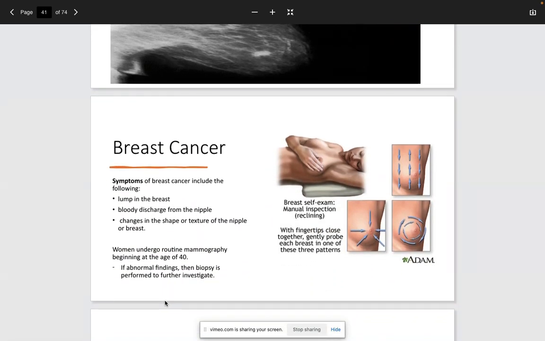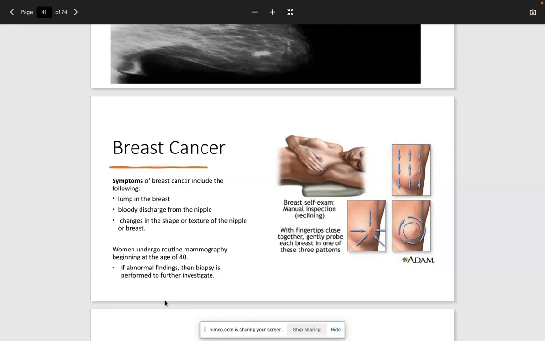Breast cancer. What are symptoms of breast cancer? This includes a lump in the breast, bloody discharge from the nipple, and changes in the shape or texture of the nipple or breast. Women should undergo routine mammography beginning at the age of 40. This has been a new change as of late.